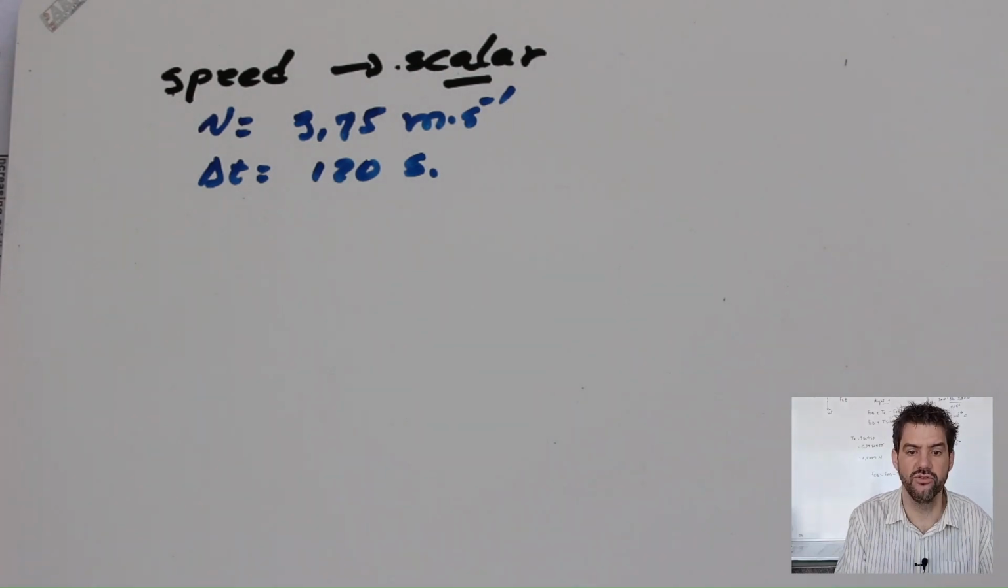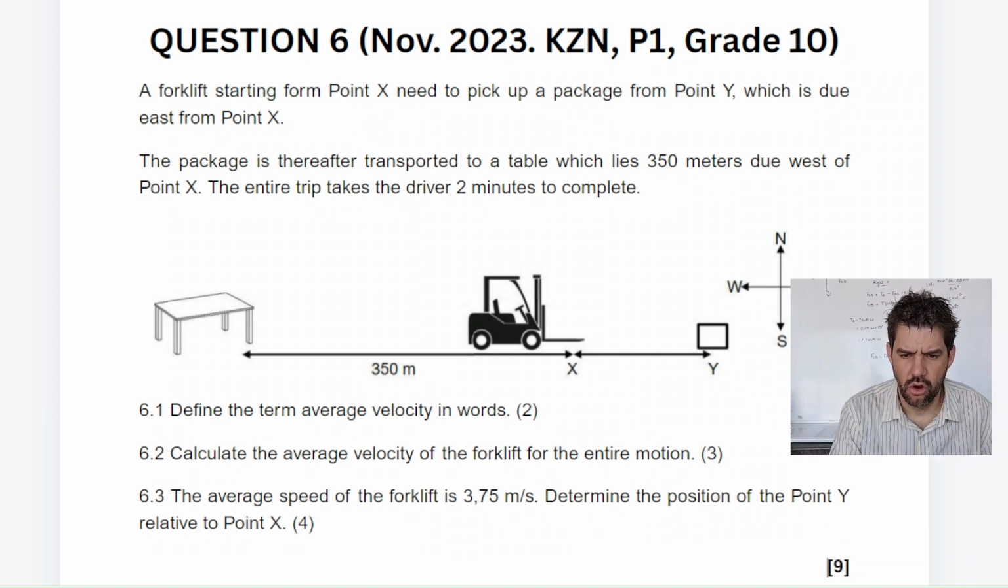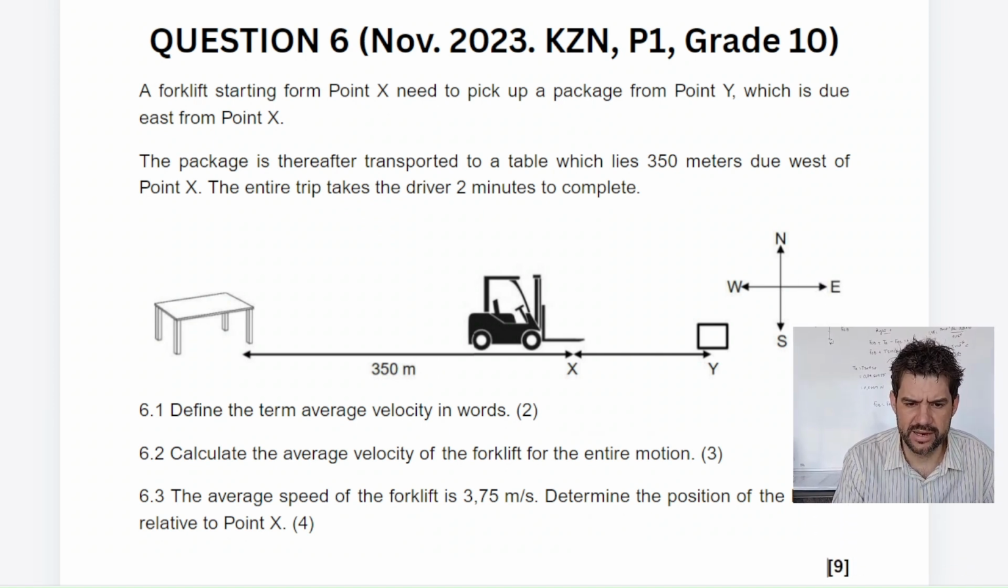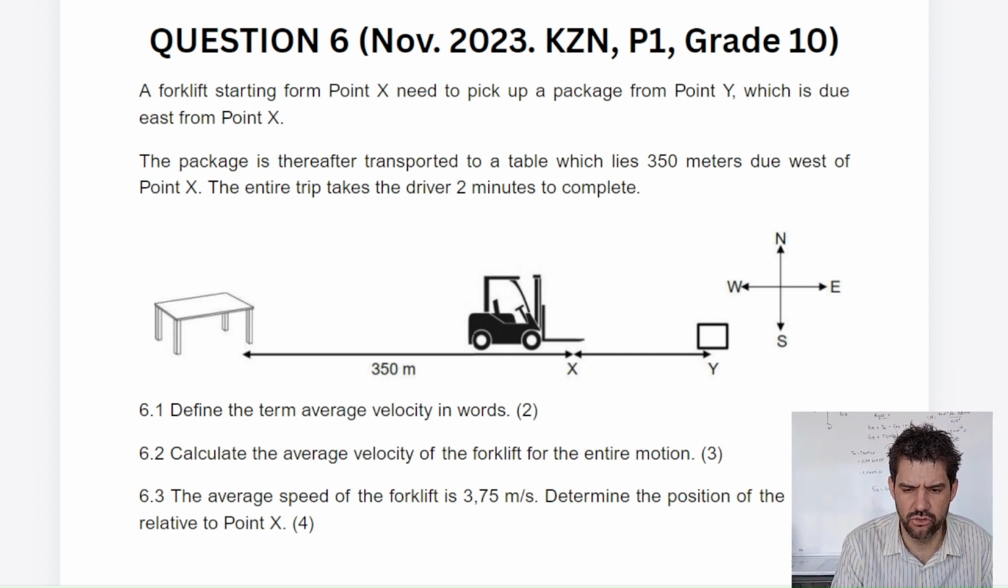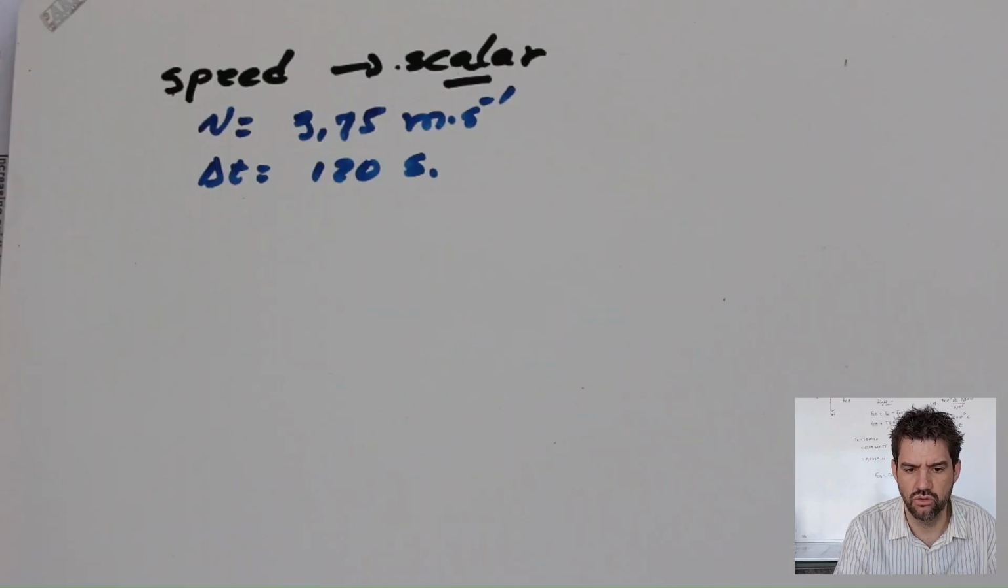So the question says, let's go to the question: determine the position of point Y relative to point X. So you're looking for the position of point Y. Position, remember, is a vector quantity. So the question is quite interesting. Let's go and see how to solve or approach this specific question.